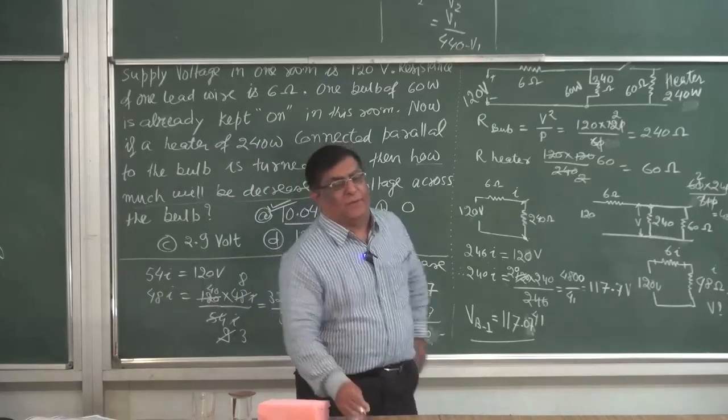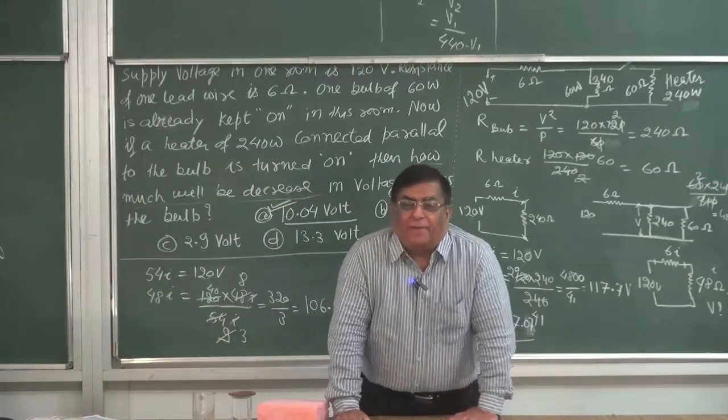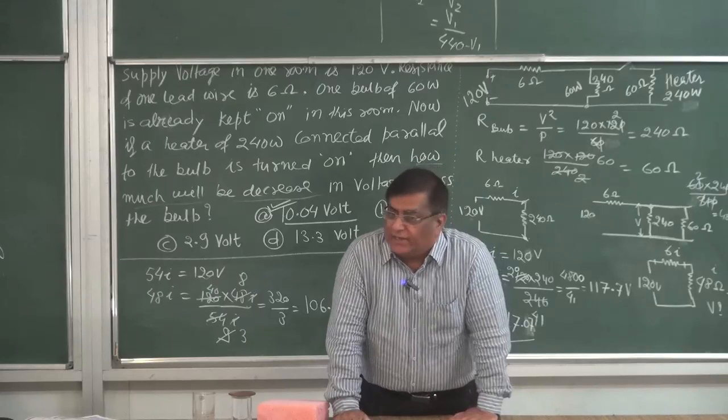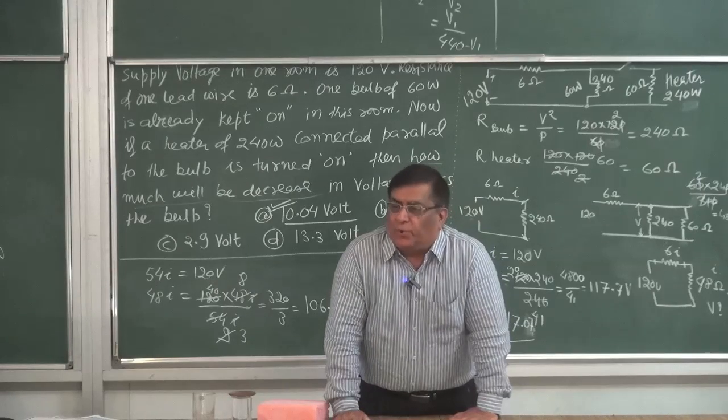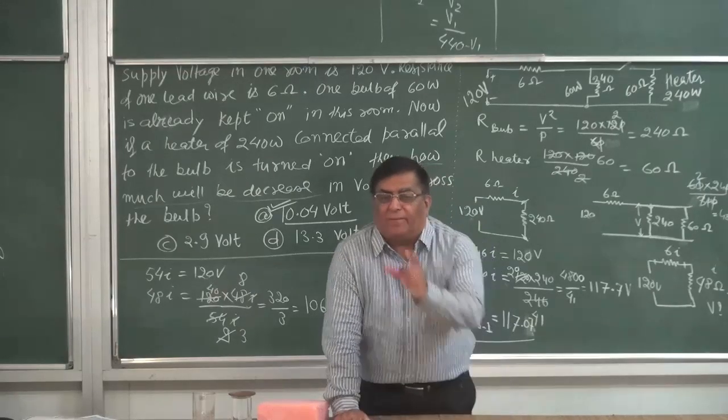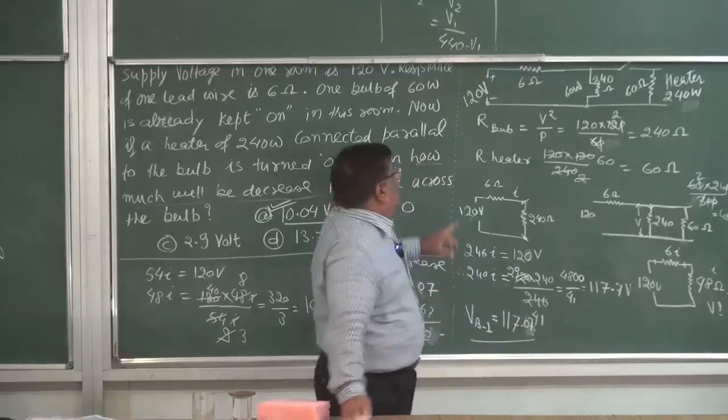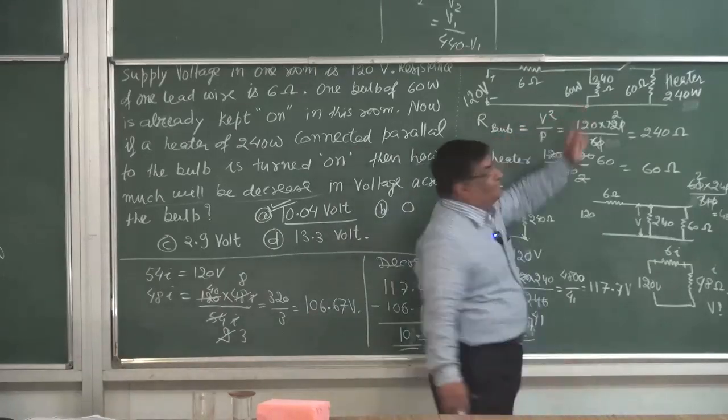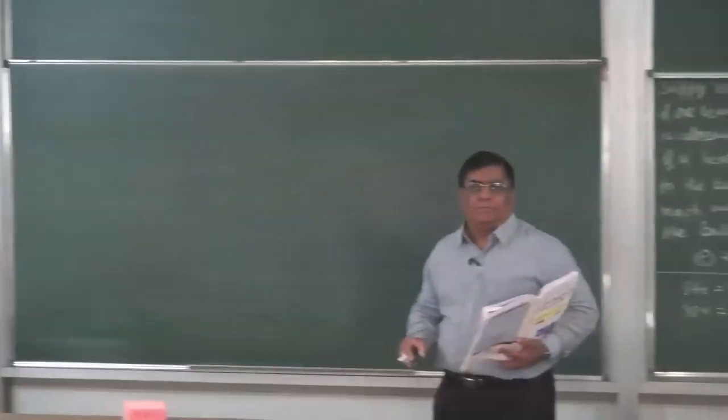This gives us a principle. अगर bulb के parallel में कोई दूसरा heater लगेगा, जब भी वो start होगा, तो bulb के across voltage कम हो जाएगी and it will show a dip. Right?